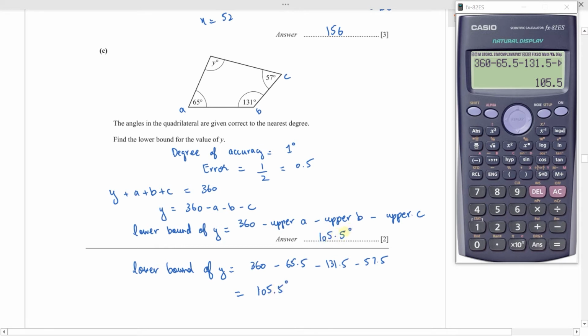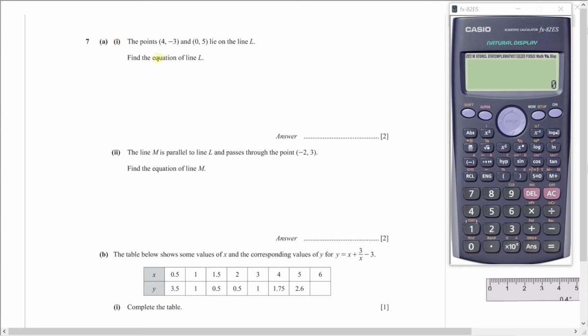Question 7: the points (4, -3) and (0, 5) lie on the line L. Find the equation of line L. So you have the 2 points here. Your formula for the equation is y minus y1 equals the gradient, which is (y2 minus y1) over (x2 minus x1), times (x minus x1). So I can call this x1 and y1, and this x2 and y2.